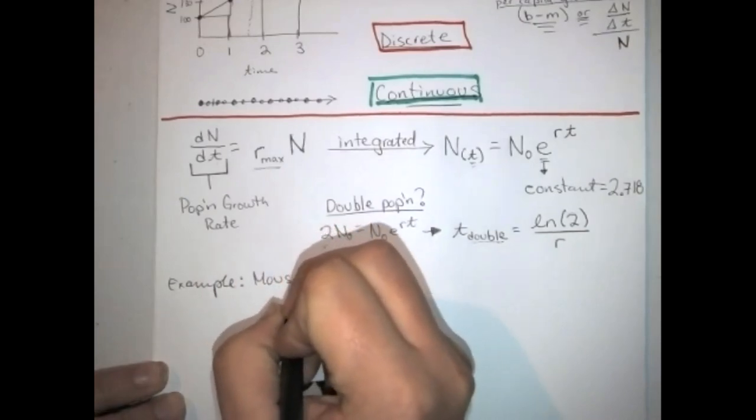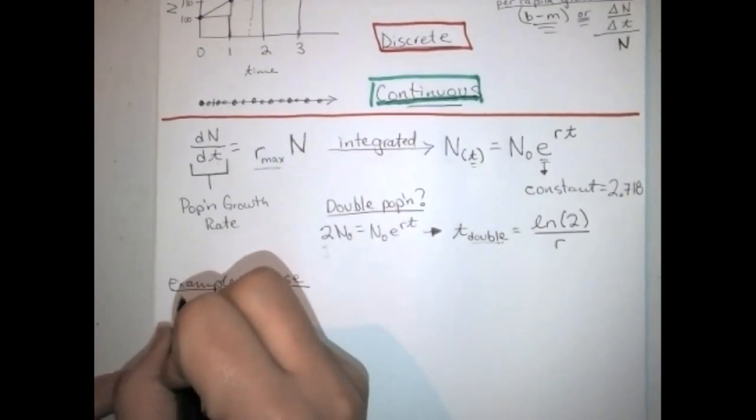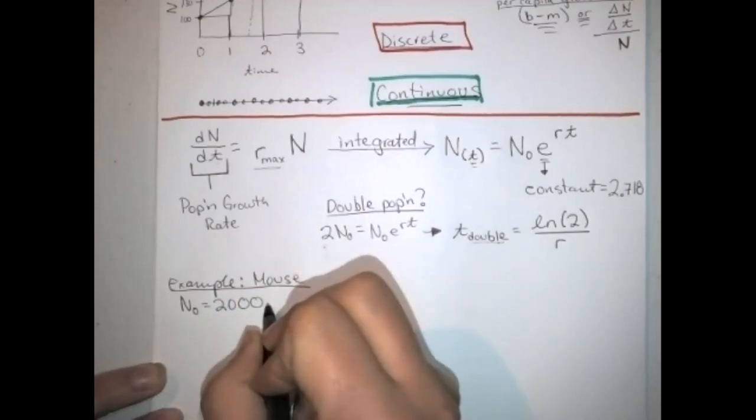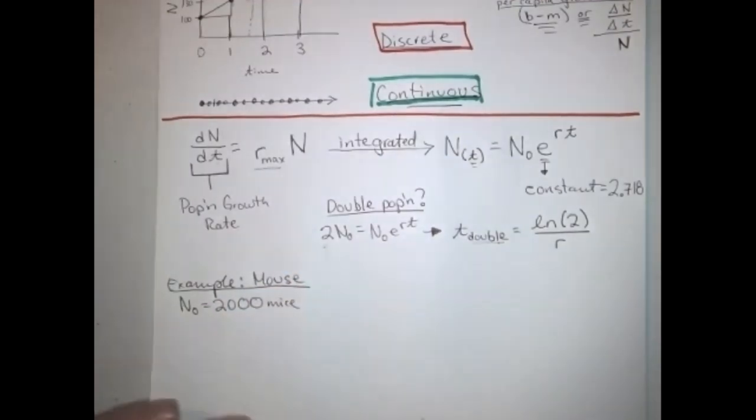The mouse information that I gave you guys. In this population, I tell you that we start out with a population of 2,000 mice. So that is the beginning population. I tell you that there are 1,000 new mice.